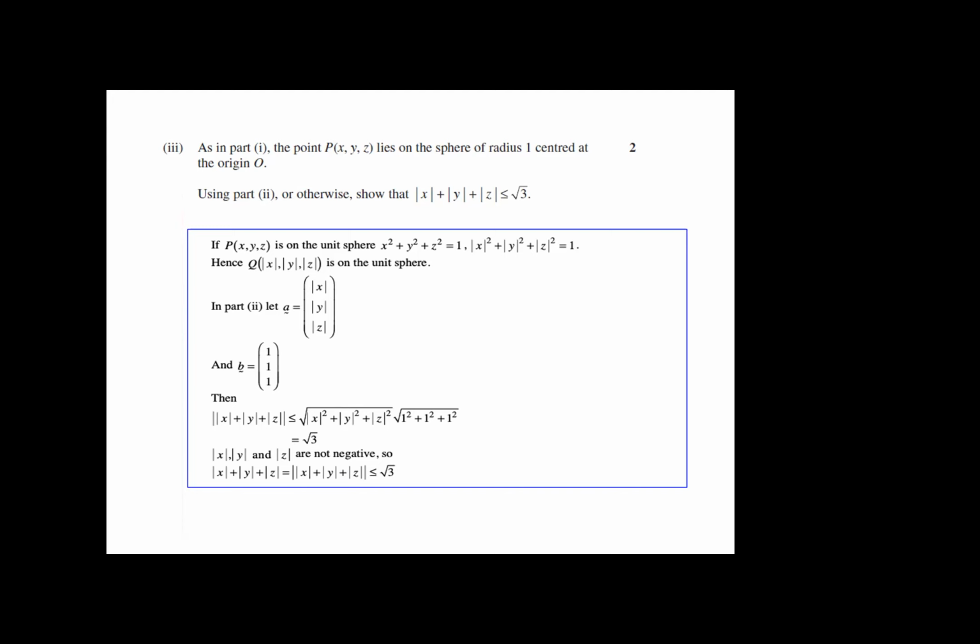Those students who did this well needed to make the connection between part 2 and part 3. And that meant coming up with a particular vector A and a particular vector B as detailed in the solution. Most students struggled to identify the correct vectors A and B.